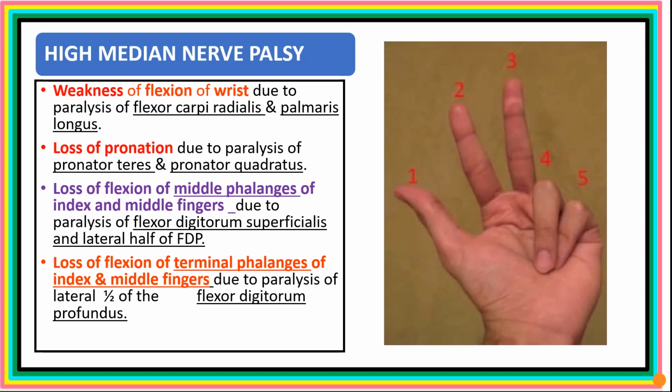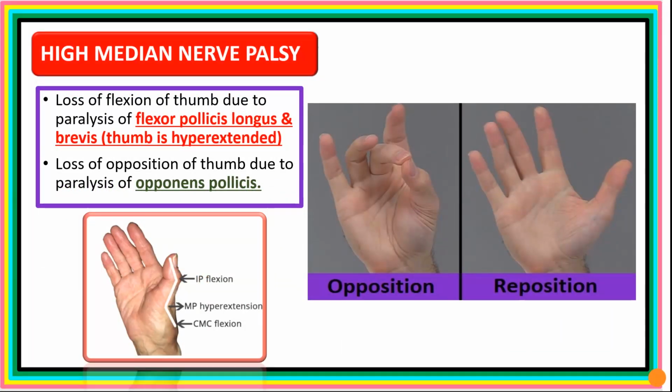Also, as a result of the paralysis of the lateral half of the flexor profundus, we are going to have loss of flexion of the terminal phalanges of the index and middle fingers. Also, in this paralysis, you will notice there will be loss of flexion of the thumb. This is because the two muscles that flex the thumb will be affected in high median nerve palsy. These muscles are the flexor pollicis longus, which is supplied by the anterior interosseous nerve in the forearm, and also the flexor pollicis brevis, which is one of the thenar muscles.